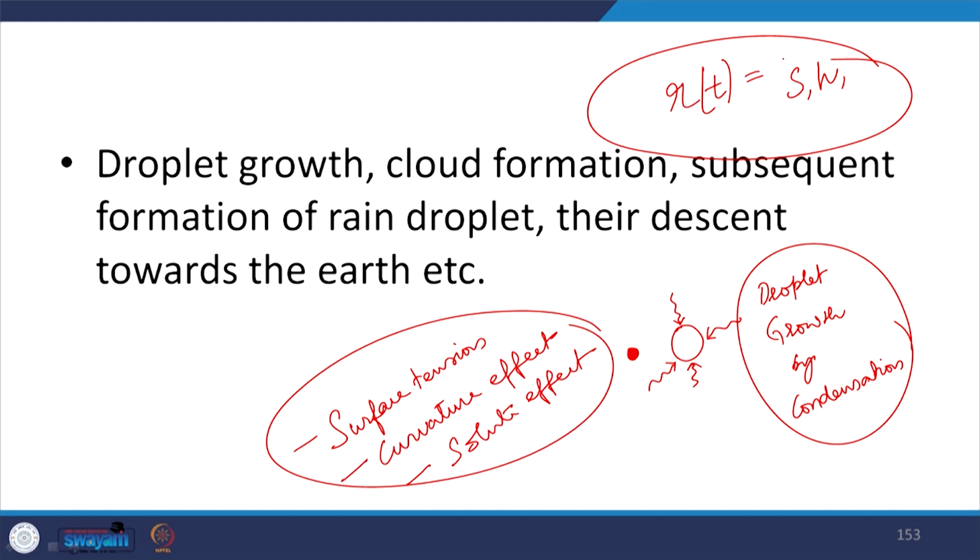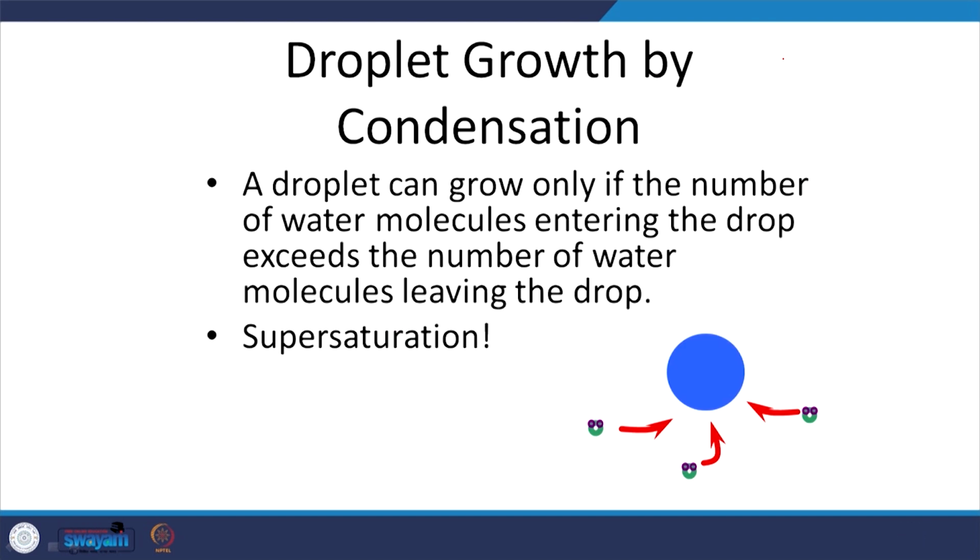So, to be able to do that, let us start from a few very basics. Droplet growth by condensation. A cloud droplet can grow only if the number of water molecules that are entering into the droplet exceeds the number of water molecules leaving the drop, obviously.